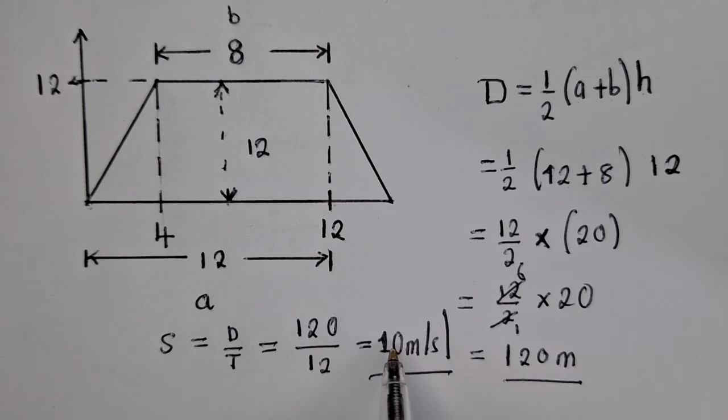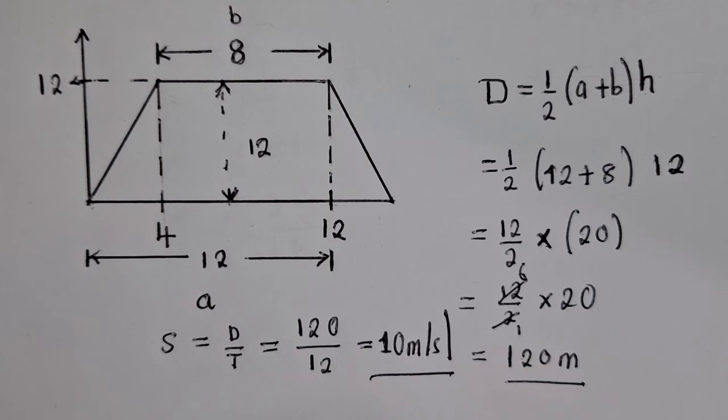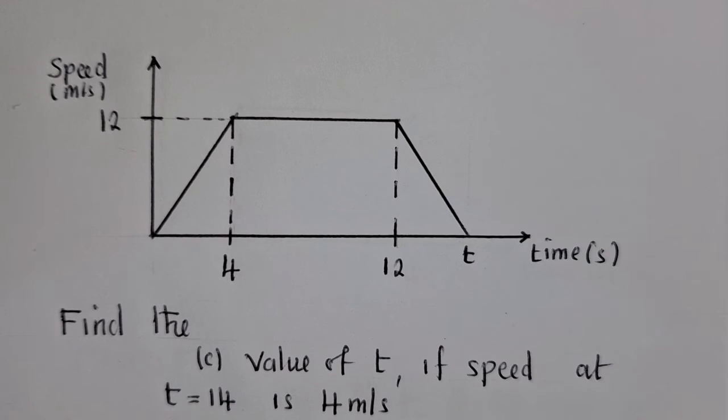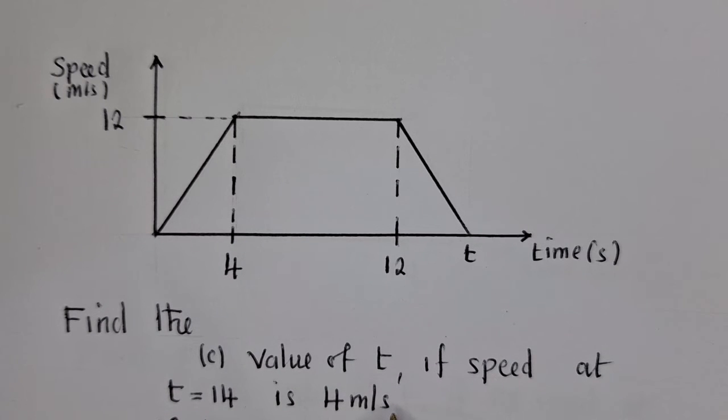Remember, the units must be put: meters per second. For speed and velocity, it's meters per second. Okay, so let's check out question C and see what we're supposed to get. All right, so for question C here, we need to find the value of t if the speed at t equals 14 is 4 meters per second.